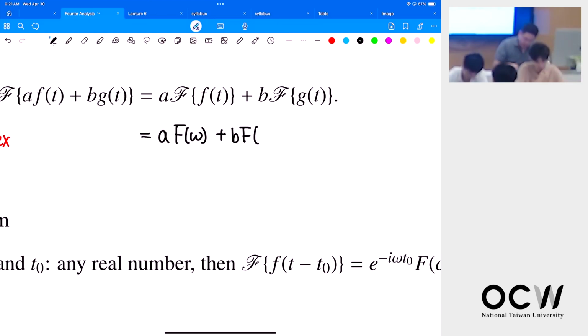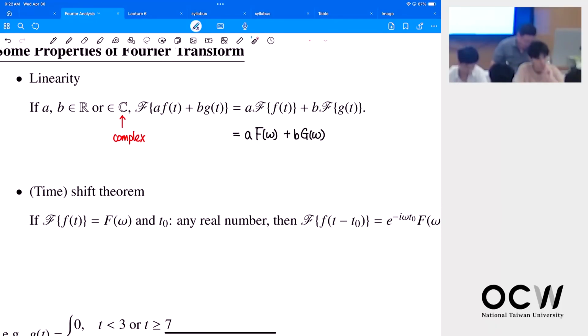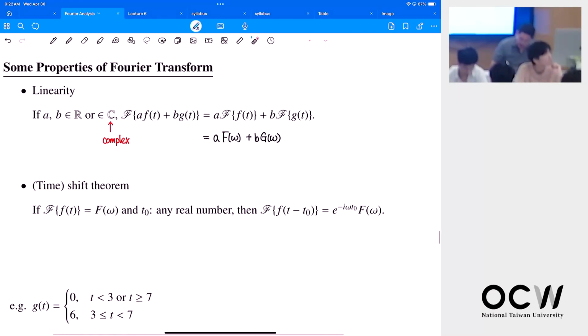The second one is called the time shift theorem. If I shift in the time domain, what happens in the frequency domain? In the frequency domain, I will multiply by a complex exponential. Every time I shift by t naught, I generate a complex exponential in the frequency domain.